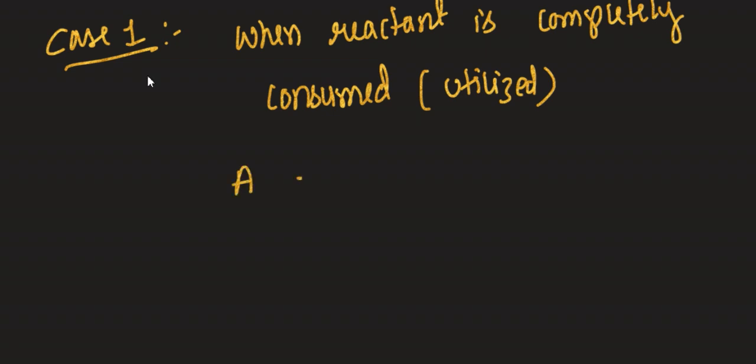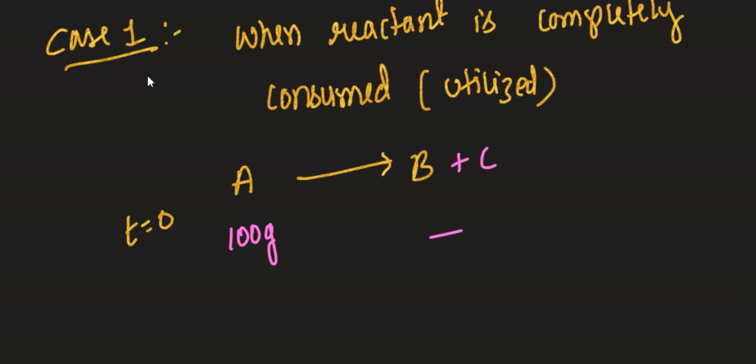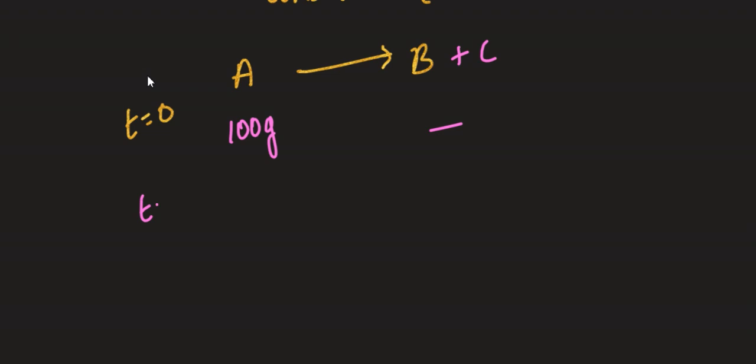Let us try to understand case one here. Suppose I take a chemical reaction, A giving rise to B. When t is equal to 0, what is the meaning of t equal to 0? Reaction has not been started. When the reaction is not started, you are not going to get any product. Now after some time, t is equal to t seconds. What is the meaning of t seconds? 5, 10, 20, 30, whatever you want, you can take. After some time, out of 100 grams, 100 grams is utilized. So how much are you going to get here? 100.